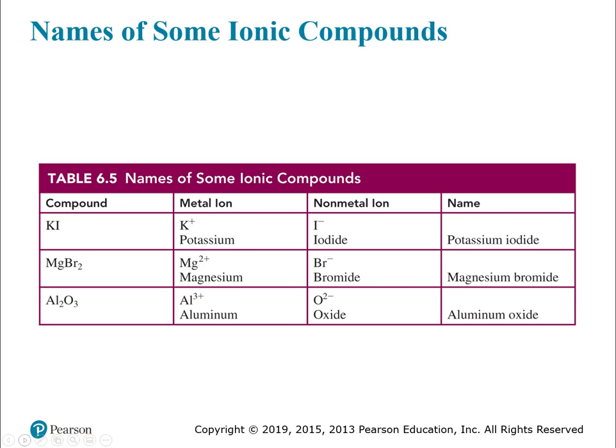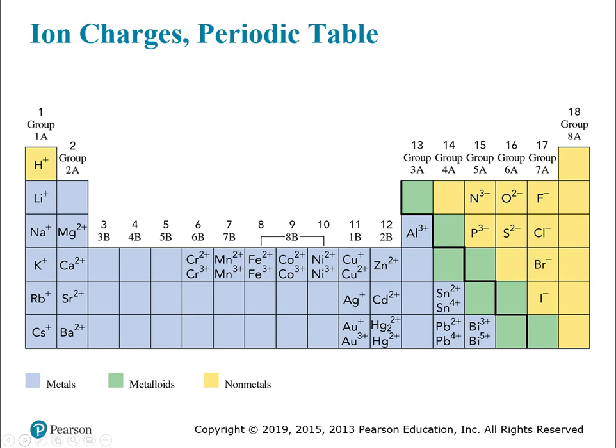Here are some ionic compounds and their names. So the metal ion is named, the non-metal ion is named, and the whole compound is named. This will give you some reference to kind of what the pattern is. If you're just a pattern finder, this table will help you with naming. Another very helpful table is some common ion charges. No, you can't have this on the exam, but yes, you can use it for your homework. It will definitely help you when you're writing formulas and when you're writing names.